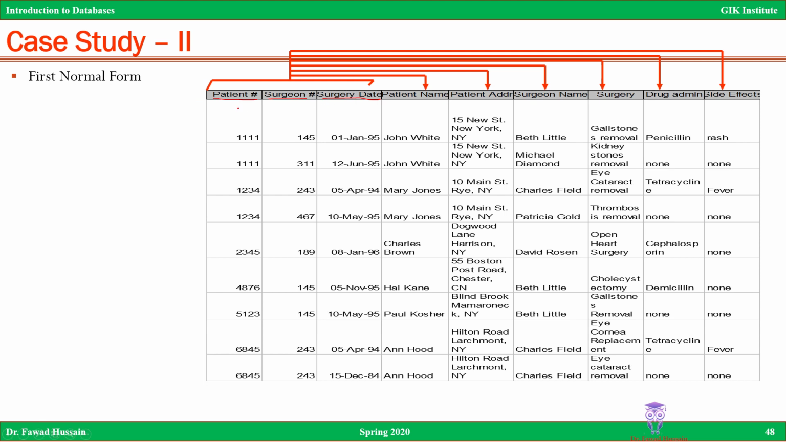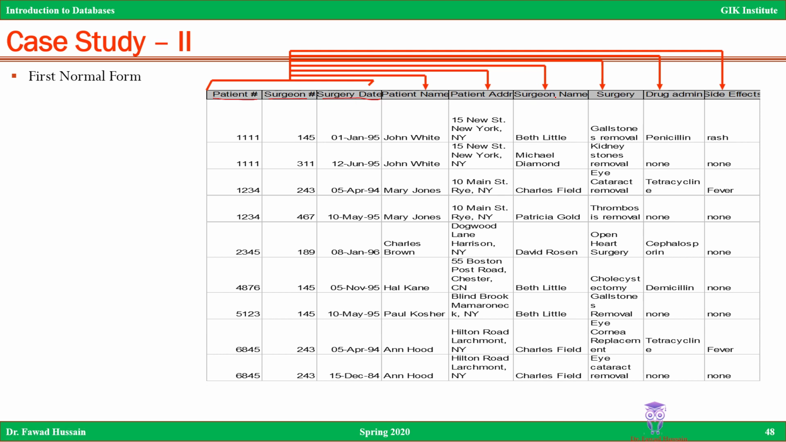So is that the case? Let us look at the patient number. Does the patient number depend on the surgeon? No. Does it depend on the date? No. So this patient number is only dependent on the patient number. The patient name is dependent on the patient number. Patient address is also dependent on the patient number.